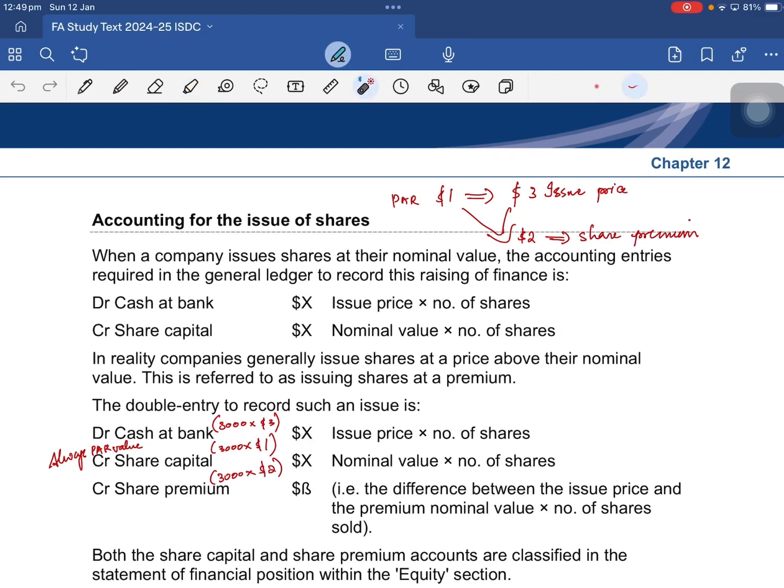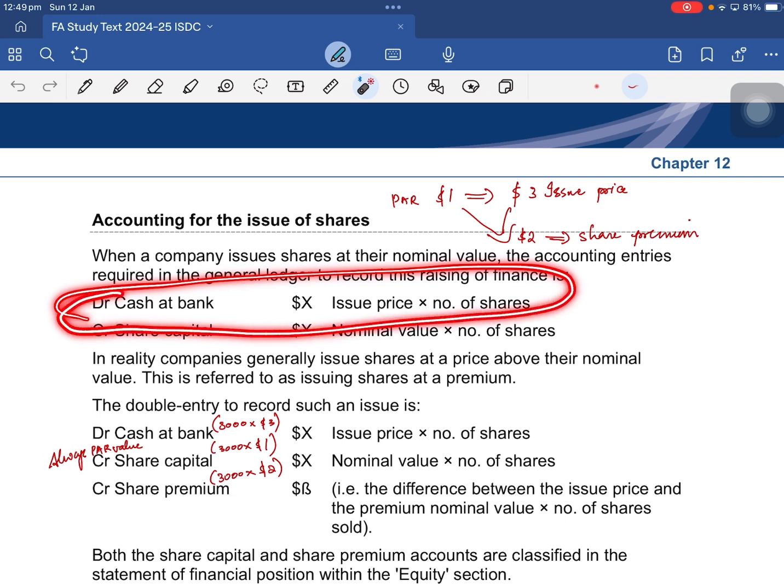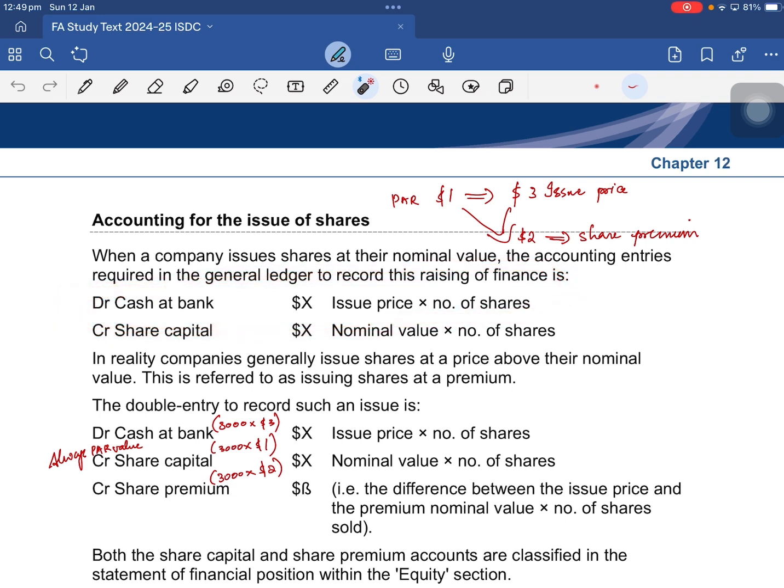Okay. Next is accounting for issue of shares. We have discussed cash at bank, which is group 1 in category, so you're going to debit it, and share capital, when it increases, you're going to credit it. Now you must understand a very important thing. Share capital is always the nominal value times the number of shares. Nominal or par value, or we say face value. Clear, no? For share capital, it is always that.